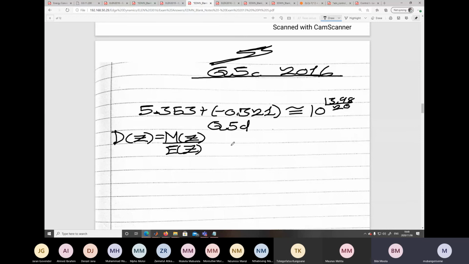Okay, where we have to derive the time domain difference equation. Cool, so then this becomes E of z, whatever the numerator was, is equal to M of z, whatever the denominator was.